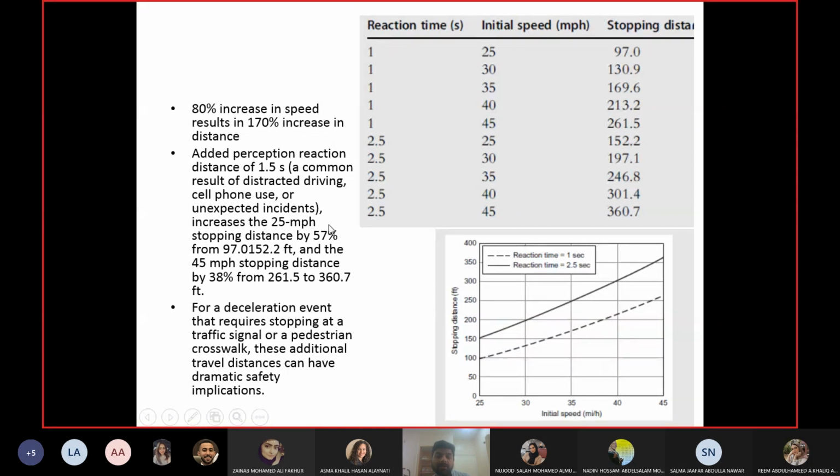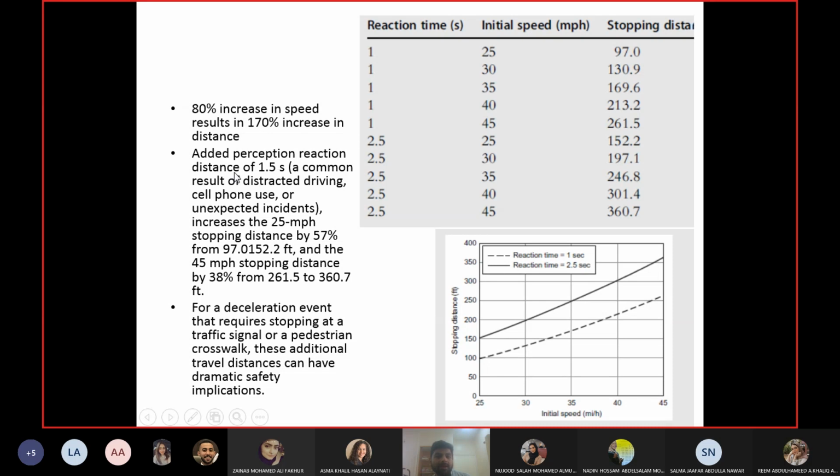Speed and distance is not a linear relationship. It doesn't change with the same amount. An 80% increase in speed doesn't give an increase of 80% in distance. Okay, actually the increase is double. You see here 80 and 170, it is almost doubled. So speed has a double effect, like a twice effect or 2 times effect on the distance.